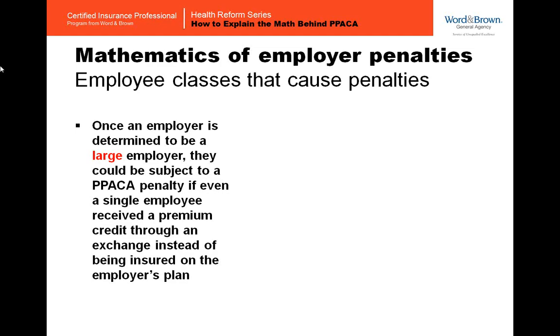But this will probably surprise many of you. I could be a large employer with 1,000 full-time employees, not offer any health coverage at all, and get absolutely no penalty. Because the employer's size simply makes them eligible for penalties. It doesn't mean that they're actually going to get them. Certain kinds of things have to happen before you actually get the penalty.